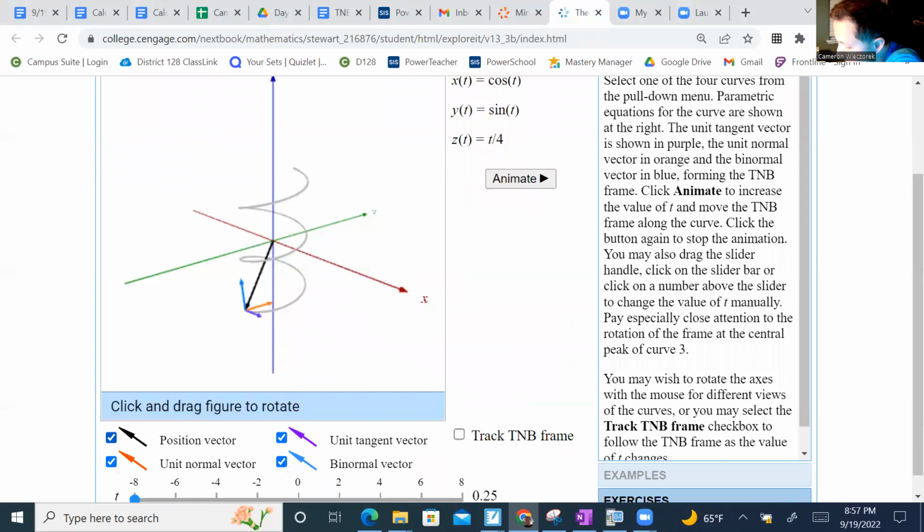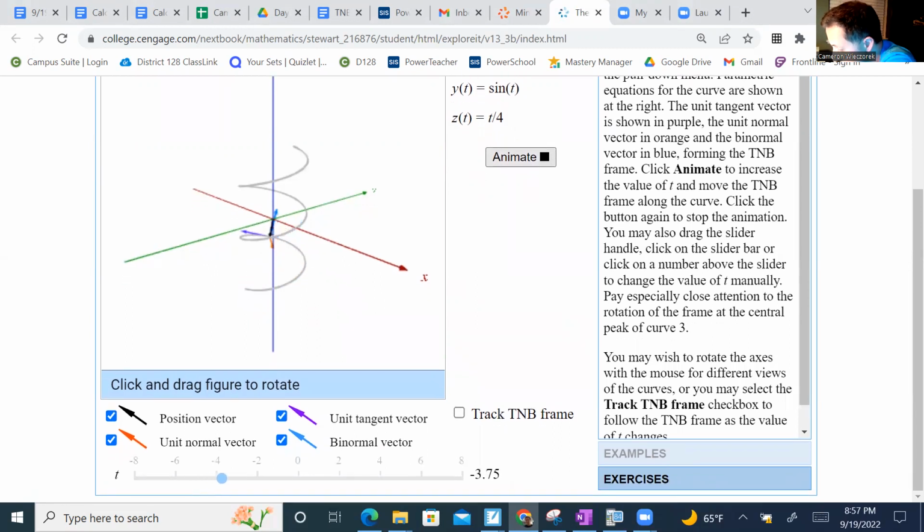I want you to watch the TNB frame. It's going to show you really how the TNB frame is what allows you to create this helix. This is what determines the shape of the helix. So if I animate it, you can watch it in real time. As t varies, my values of t are changing. You can see this almost tripod-like shape, and it's showing you the positions of the unit tangent, the unit normal, and the binormal, as well as the position vector as it traces out the helix. And then it starts over.